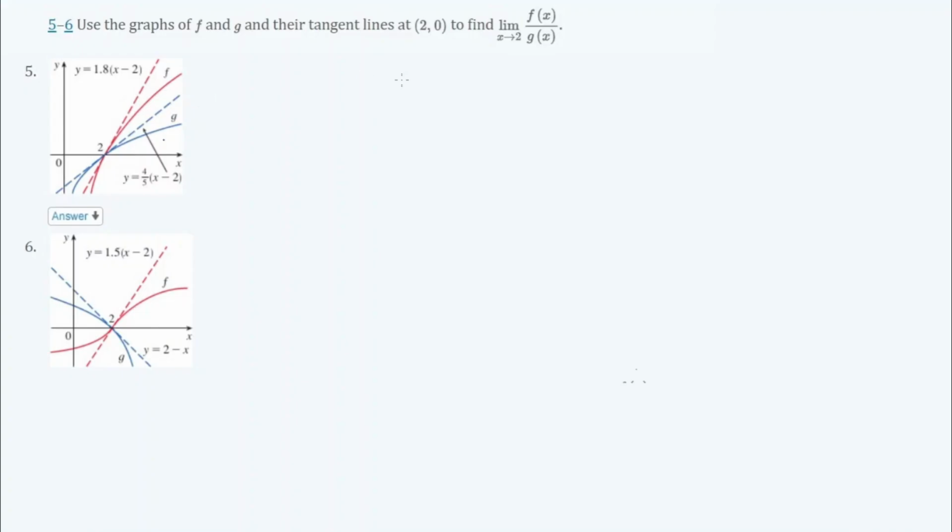All right, let's look at some graphical questions here. So for 5 and 6, we use the graphs of f and g and their tangent lines at x equals 2 to find the limit as x goes to 2 of f(x) over g(x). So as we talked about, by L'Hôpital's rule, you could rewrite the limit as x goes to 2 as f prime of x over g prime of x, and if it's a definite number, then you don't need to use L'Hôpital's rule on the second derivative. So let's take a look at what f prime of x is.